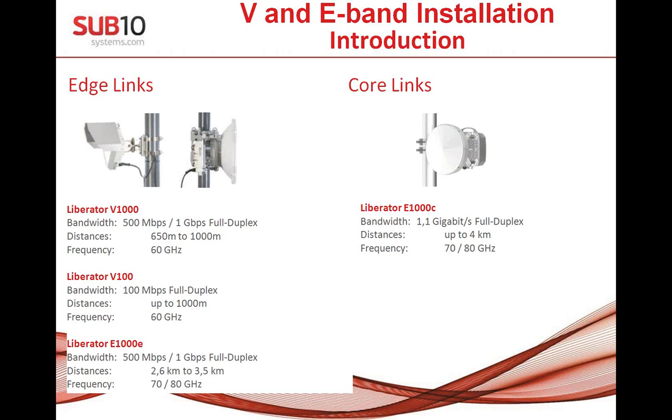In the edge portfolio, we have two products which come in V-band, a 60 gigahertz system. Starting from the top, it's V1000, and this number, as you expect, provides information about maximum capacity. Liberator V1000 is a full gigabit system. You can have 1 gigabit from A to B, 1 gigabit from B to A, and we also have a lower commercial system: if gigabit is too much for you, you can start with 500 megabit systems, which is half a gig.